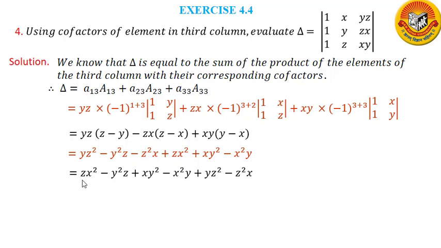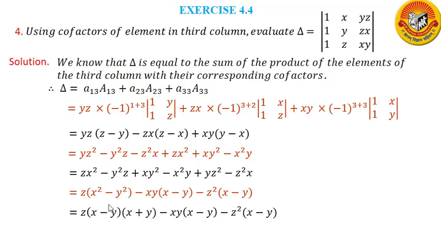Now here I can take z common, so we have taken z common. Here we got x square minus y square, which gives me x minus y into x plus y. Then here, to get x minus y, what I have done, I have taken minus xy common. So by taking minus xy common, I got x minus y, and here I have taken z square common, so I get again x minus y. So x minus y you can take common. So we have taken x minus y common. What is remaining here? z into x plus y. Here minus xy is remaining, and here minus z square.